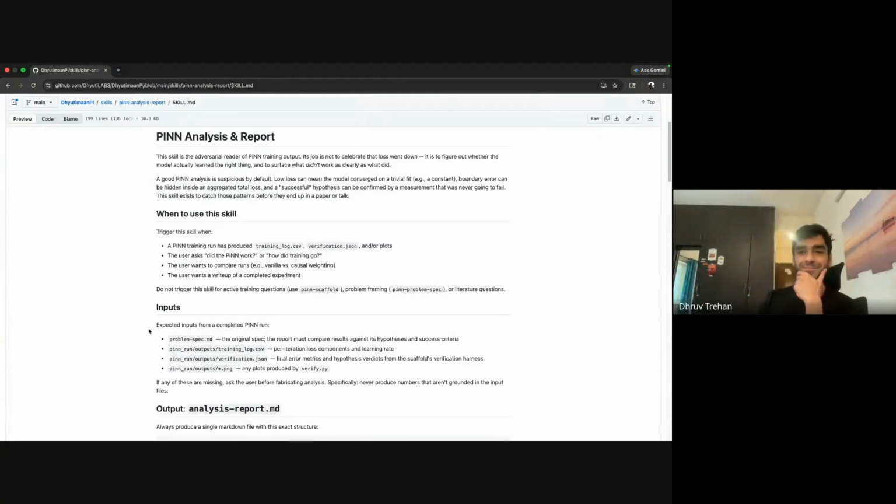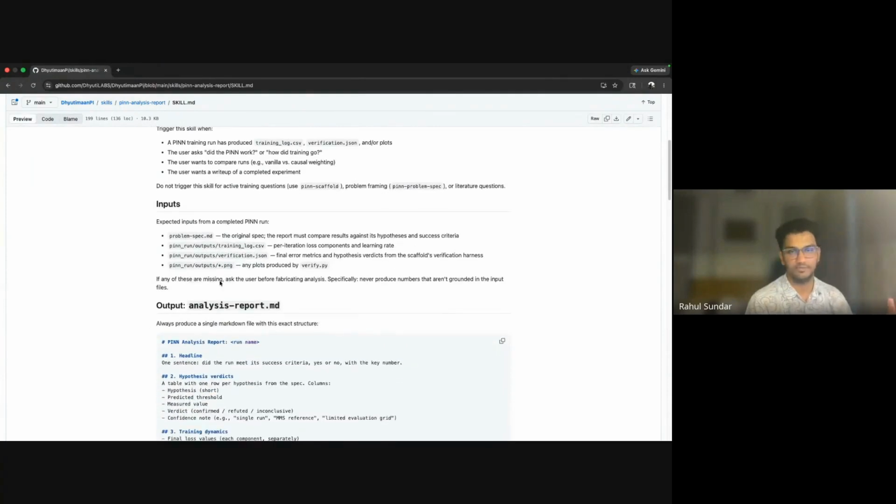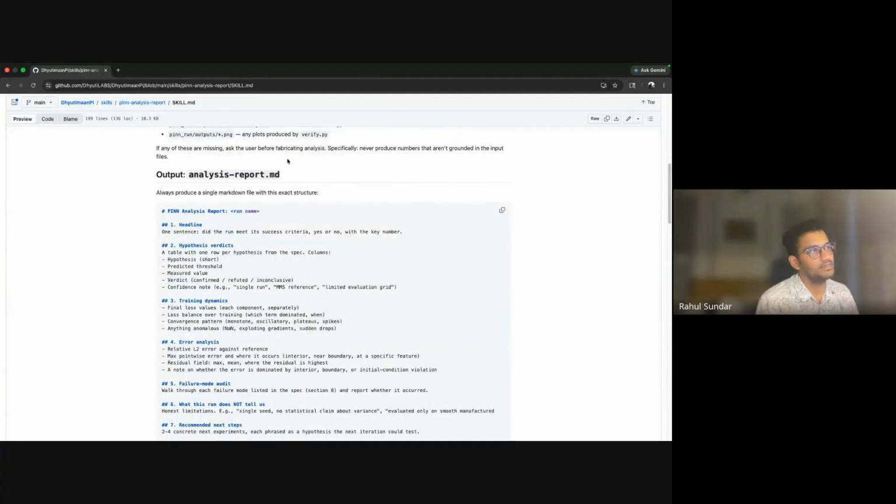Sure. Okay. And again, here is where it takes inputs. The analysis and report is pretty much wholesome because it doesn't only depend on the outputs of the scaffold and the experiments, but also looks at the outputs and artifacts of previous runs and previous skills as well. Like in the pipeline, which is the problem spec, then the training log verification, or any plots that are also out there. And the plots can be a bit tricky.